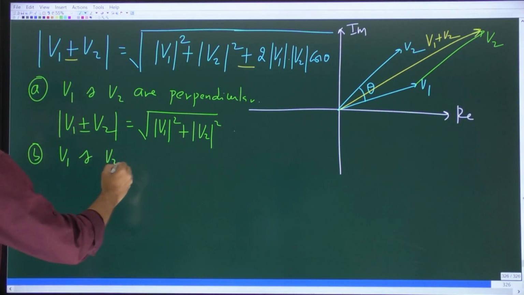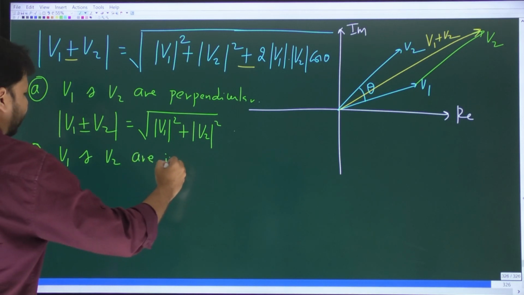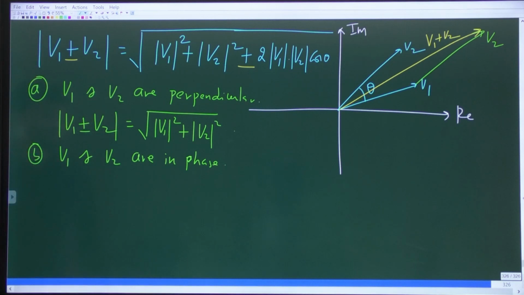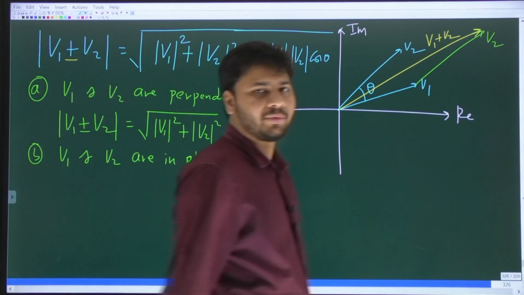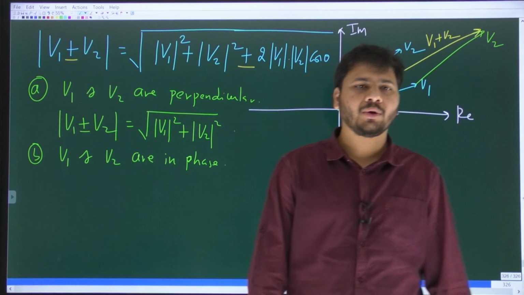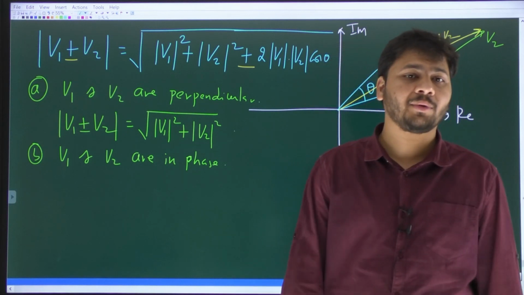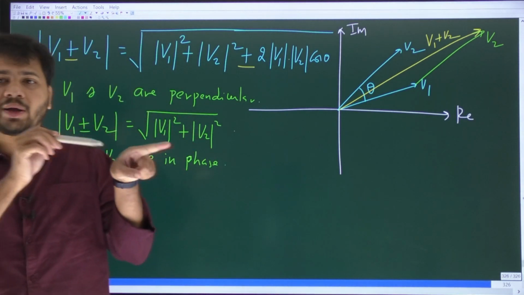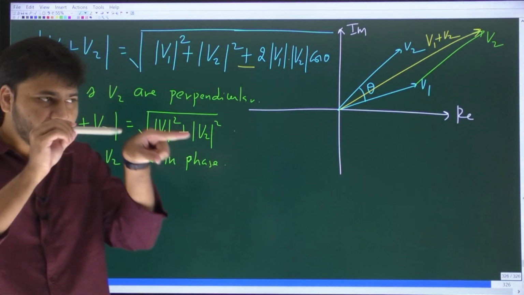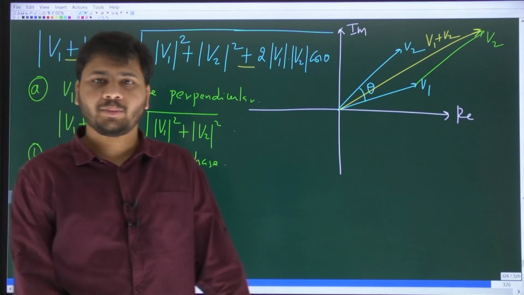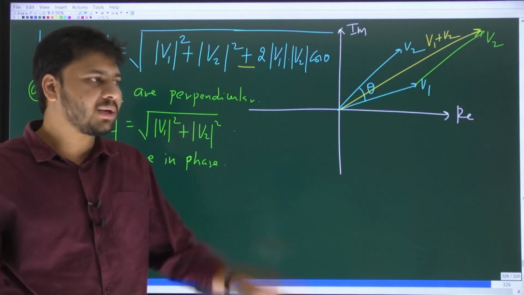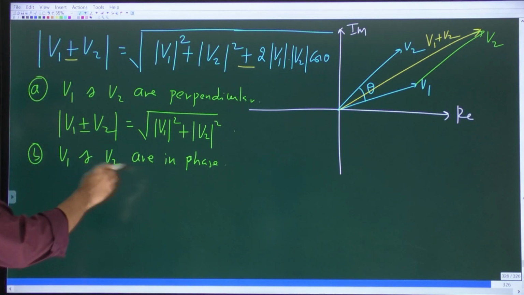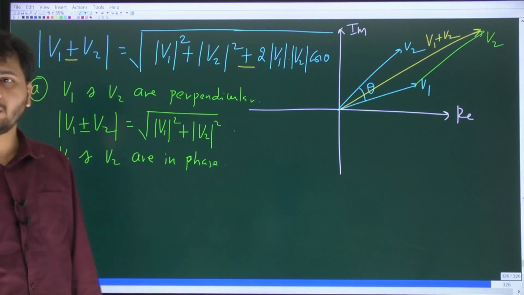Now the second case is V1 and V2 are in phase. What do you mean by V1 and V2 are in phase? The angle between V1 and V2 is 0. That means both the phasors are pointing in the same direction. They can have different lengths, but the angle is the same for both V1 and V2, and that is when we say V1 and V2 are in phase.